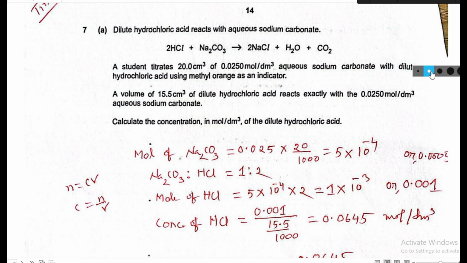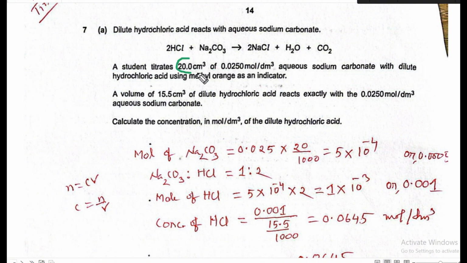Okay, now number 7. Dilute hydrochloric acid reacts with sodium carbonate. Acid reacts with carbonate to give salt, carbon dioxide plus water. Now, a student does a titration of 20 centimeter cube of 0.02 mole per dm cube aqueous sodium carbonate with dilute hydrochloric acid using methyl orange indicator.